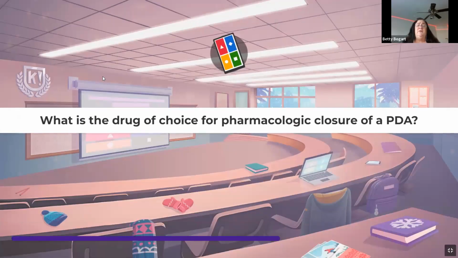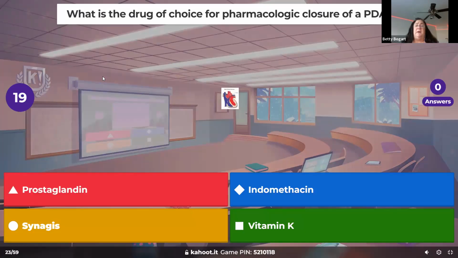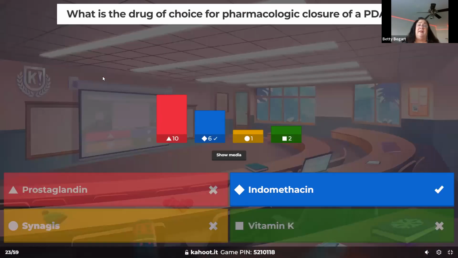What is a drug of choice for the pharmacological closure of a PDA? So remember, a PDA is from fetal circulation connecting the pulmonary artery to the aorta. It's kept open by a hormone called prostaglandins. And sometimes after birth, it doesn't close. So we use indomethacin, which blocks the production of this prostaglandin, and it closes the PDA. Okay, does that make sense now?